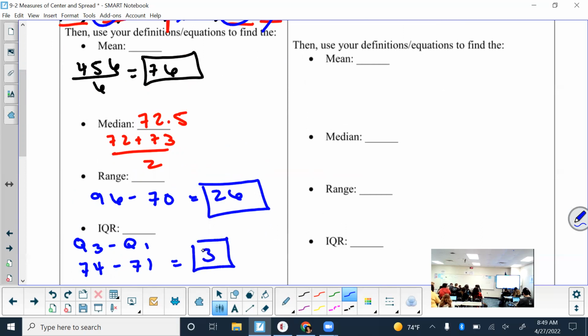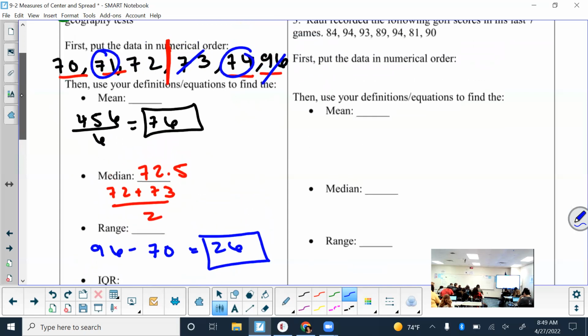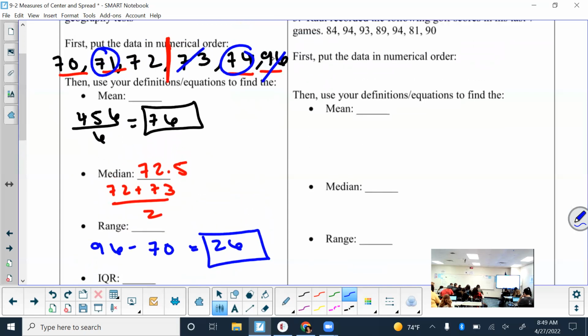Sometimes it's better to use the IQR versus the range, because if you just looked at the range, you might think, wow, his scores are all over the place. But when you look at the IQR, you see that they're actually pretty consistent. There's just one outlier, right? So there you go. Questions?